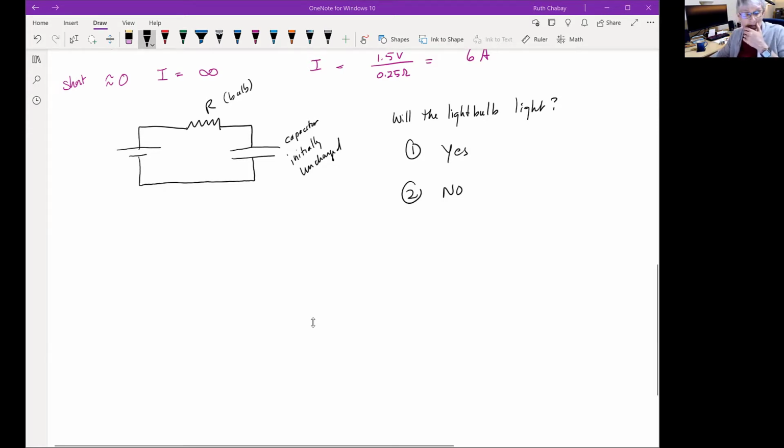So the opinion is divided, but more of you think the light bulb will light than will not light, though it's by no means so. It's sort of a 60-40 division here. So let's see what actually happens here. What we're going to do is actually try this.